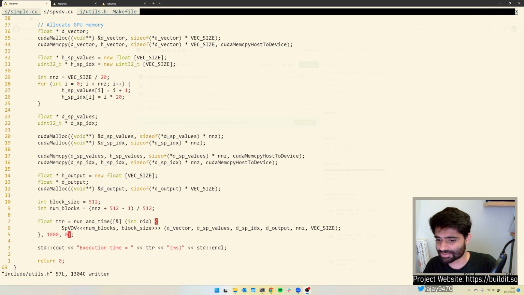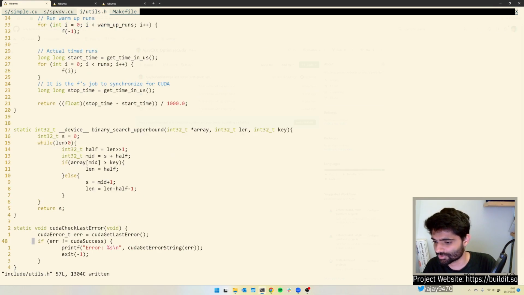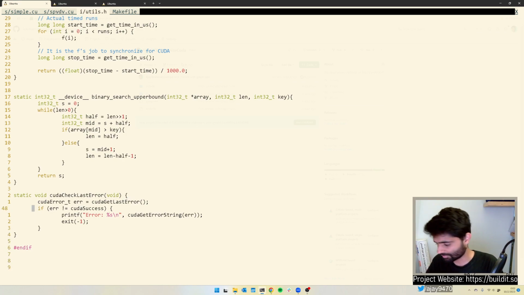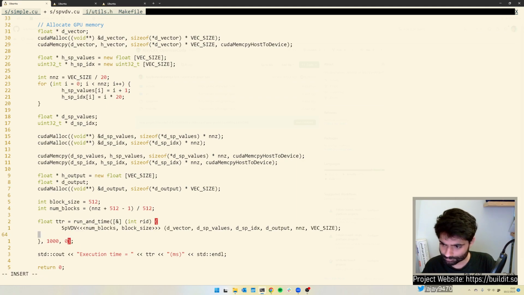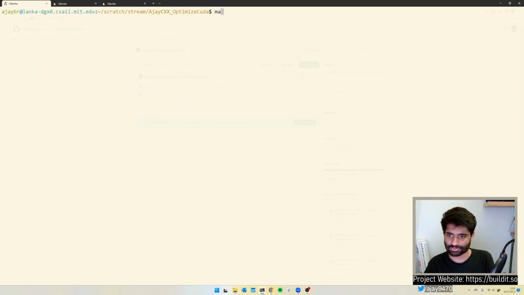So what I've done now is I've actually added a utility function called CUDA check last error. This is from my previous repository. What this does is check if the last kernel ran correctly, and if it doesn't run correctly, it prints an error and exits. I'm going to call this function after our kernel just to make sure that everything is running correctly, and I'm also going to run once instead of running 1,000 times just to make sure everything is running correctly.